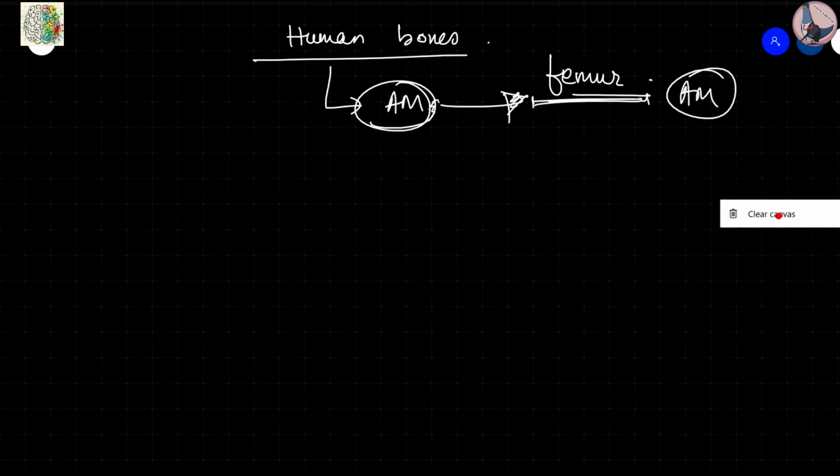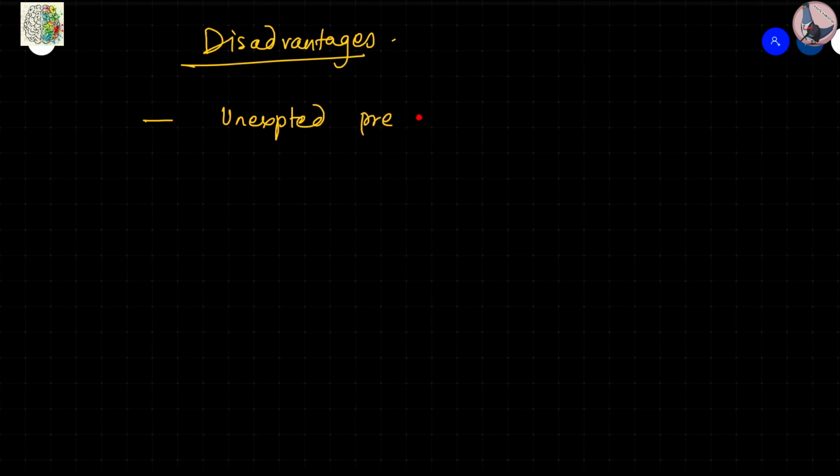But you should also know what the disadvantages of additive manufacturing are. Till now you have already seen many advantages, so it doesn't mean that you can use additive manufacturing everywhere. There are some disadvantages and you should know them. First one is, there is some very unexpected pre and post processing. This is one of them.